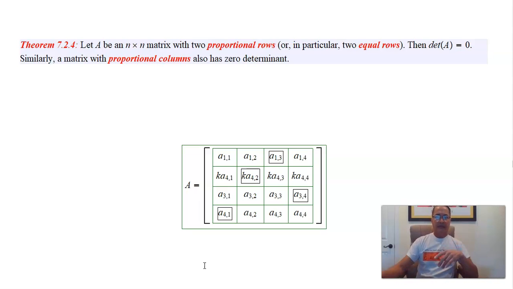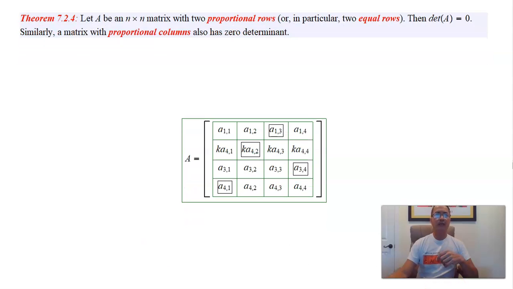Okay, so let's crank it up just one little level. A row of zeros, that's kind of easy. Here's something which is not so obvious. Suppose that you have an n by n matrix with 2 proportional rows. In particular, you could have 2 equal rows, where the proportion is just 1. Then the determinant of that matrix is still 0. And of course, if it's true for the rows, it's true for the columns. So if you have a matrix with proportional columns, then it also has a 0 determinant.